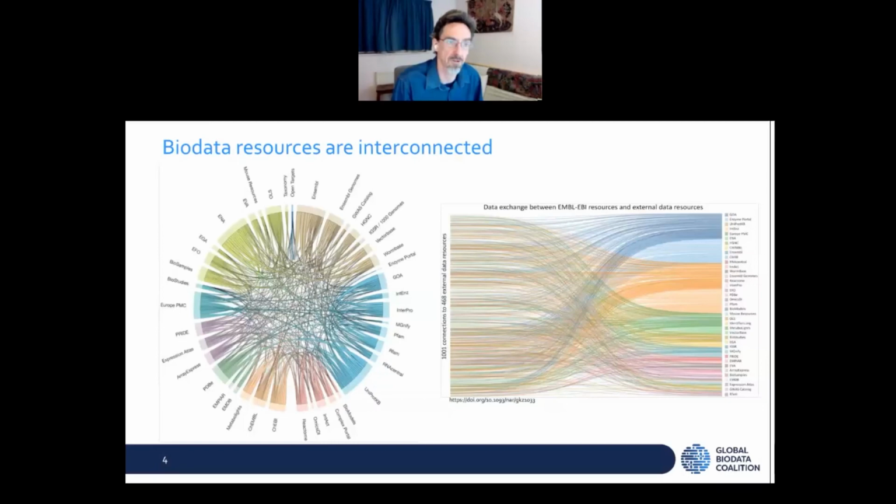Now, on the right-hand side is our attempt to do the same map for the global relationship between EBI resources on the right-hand side and all of the other resources which it talks to on the left-hand side. And there are 1,000 different links there. And we know that this is actually a lower estimate. There are many more links. These are only the ones that EBI resources know about. So the point here is this is what makes all of the data resources globally an infrastructure. They're all tied together. They're all exchanging information, and they're important. The relationship between them is important.